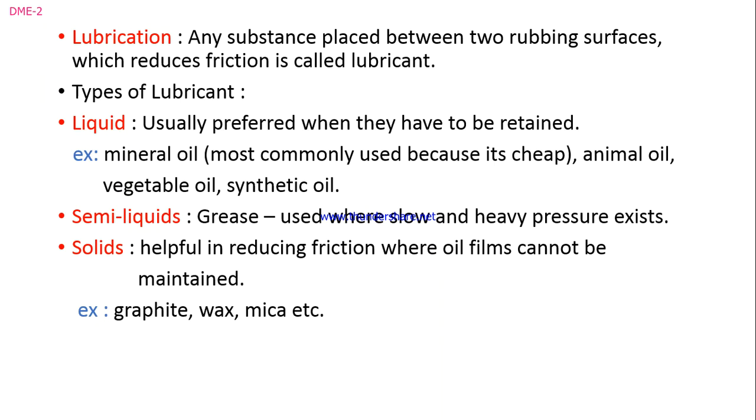Grease is used as a lubricant. So it is generally used where slow and heavy pressure exists. And then there is a solid form of lubricants as well, examples of which are graphite, wax, mica, etc. The solid form of lubricant is helpful in reducing friction where oil films cannot be maintained. So sometimes there is a challenge where you cannot use a liquid lubricant. In that case, maybe a solid lubricant is used and it serves the purpose.